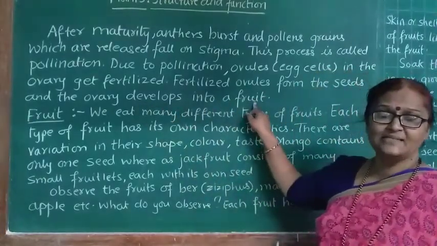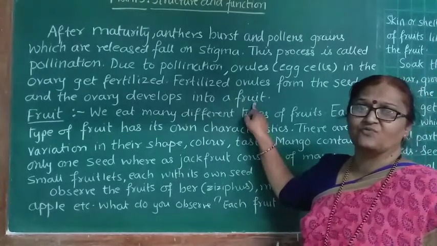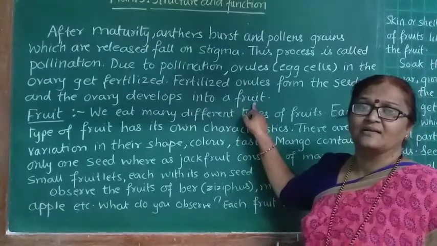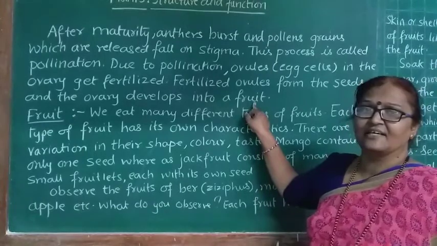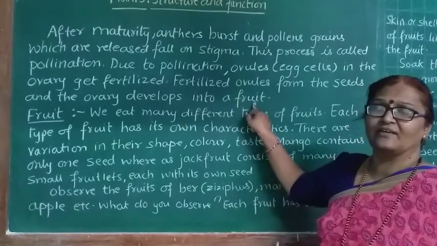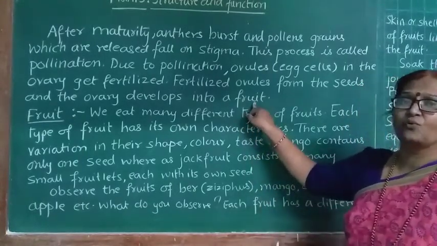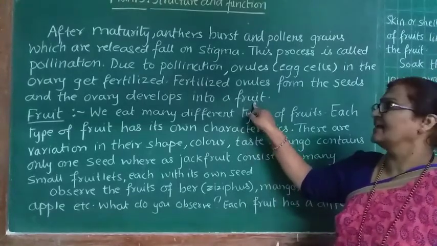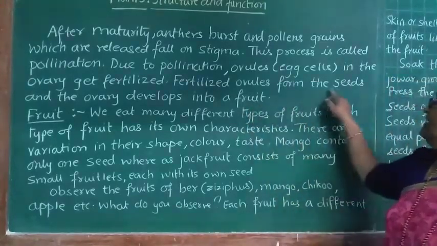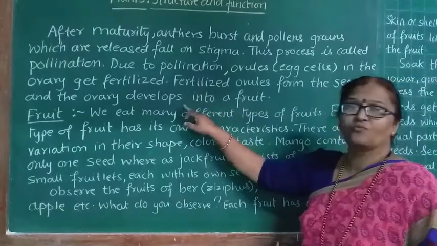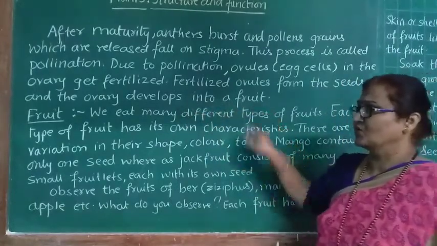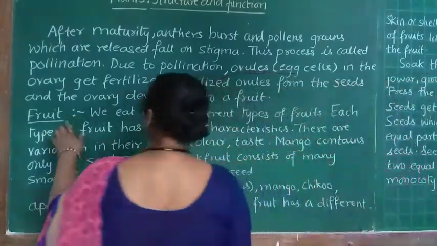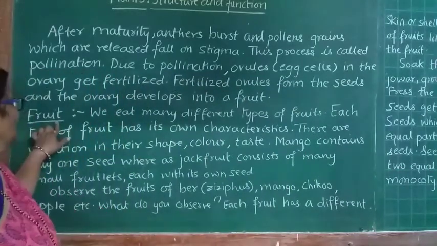How does this happen? Whenever the pollen grains fall onto the stigma, through the style they reach the ovary, and whenever they reach the ovary, they fuse with the ovule and there is a formation of seeds, and the ovary develops into the fruit. Now next, the last point is nothing but a fruit.